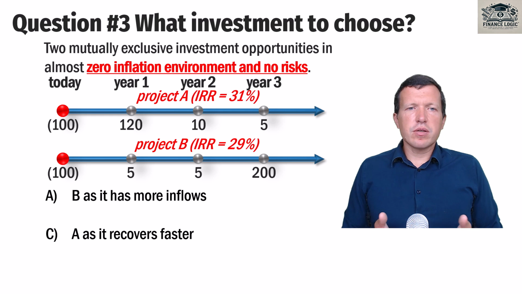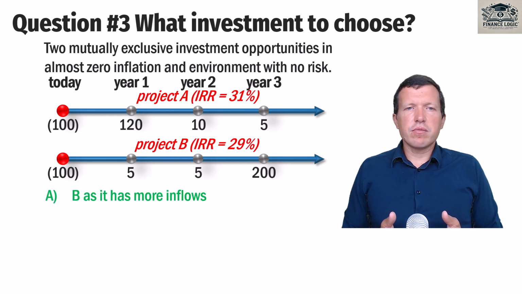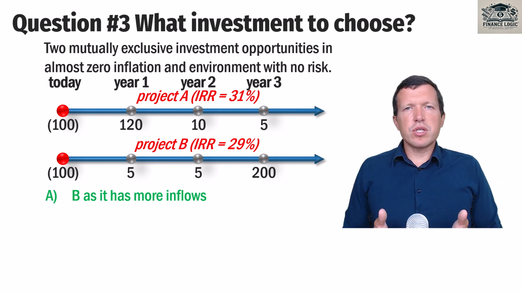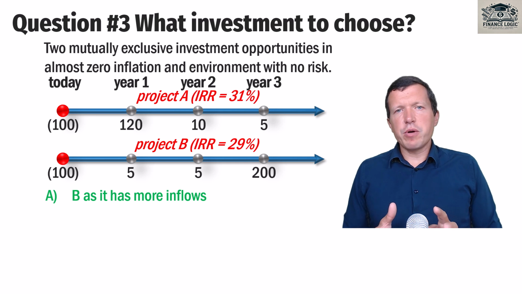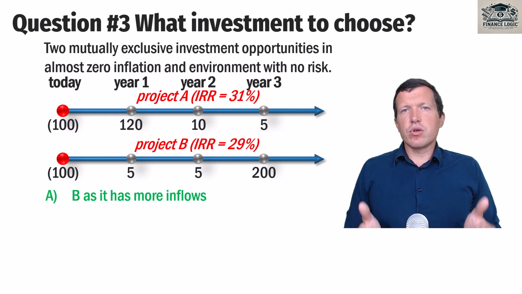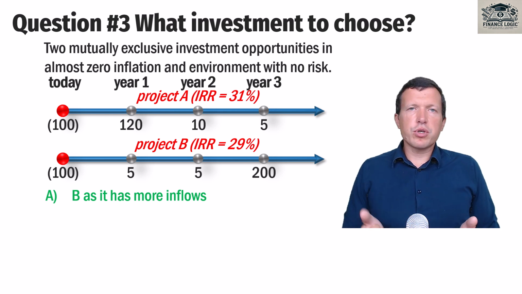So in this case, project B is better because project B has more cash inflows. We expect to receive 210. If we compare it with project A, that promises only $135. So project B is better.